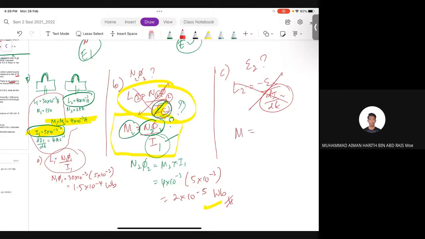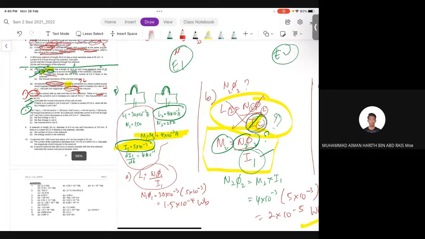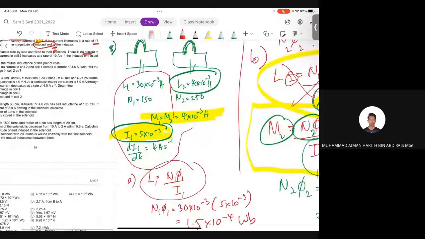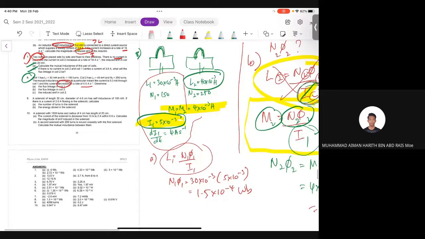So mutual inductance equals EMF over di over dt. I want to find 2, so this one will be 2 and this one will be 1. Remember, the current must be 1's. So I already have the mutual inductance, 4 times 10 power of negative 3. For EMF 2, I want to find di over dt, which is 4. Is it increasing or decreasing? It is decreasing. So this one must have a negative sign.